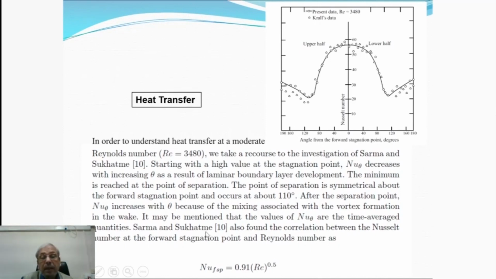Professor Sukhatme's experiment, together with his student, Professor Sharma, also found the correlation between the Nusselt number at the forward stagnation point and Reynolds number: Nu FSP, this is the forward stagnation point, equal to 0.91 into Reynolds number to the power 0.5.